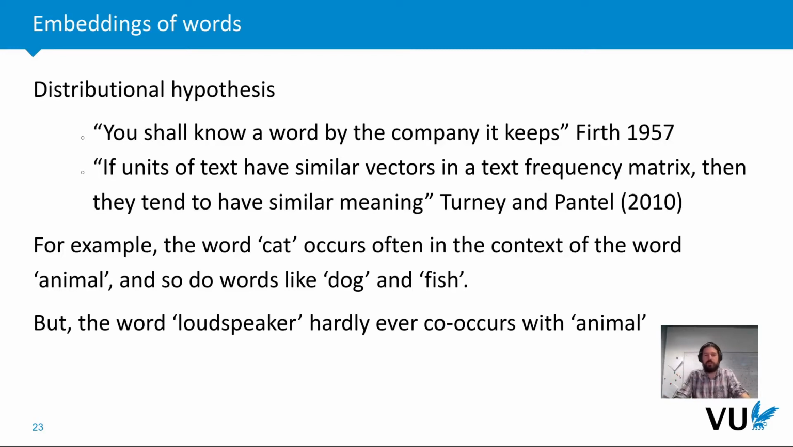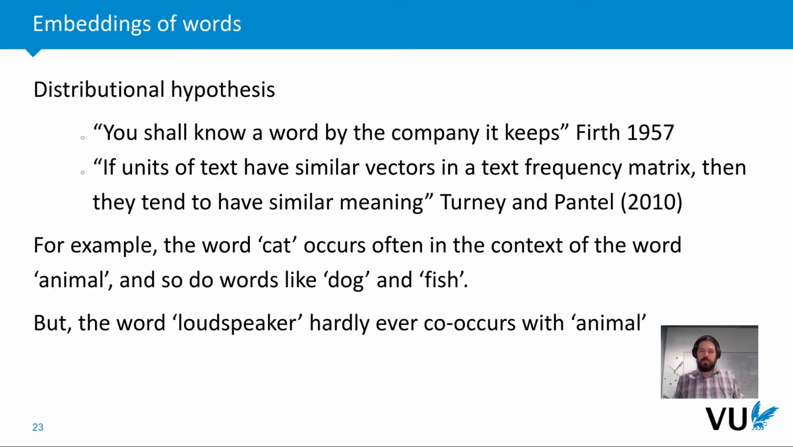But for creating embeddings of words, there is one thing which is usually central, and that is what is called the distributional hypothesis. There is this famous quote from Firth, which basically said that you shall know a word by the company it keeps. A more modern version is that if units of text, meaning words or maybe slightly bigger things, have similar vectors in a text frequency matrix, then they tend to have similar meaning.